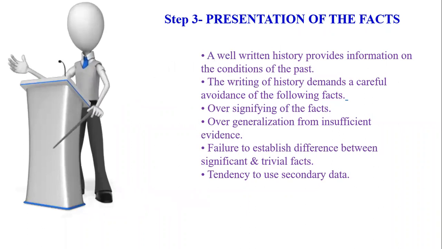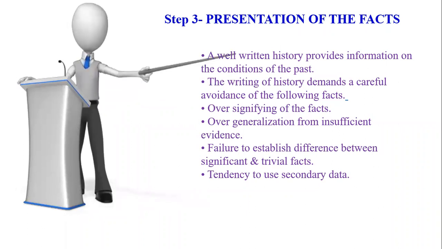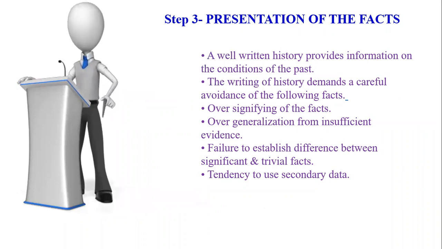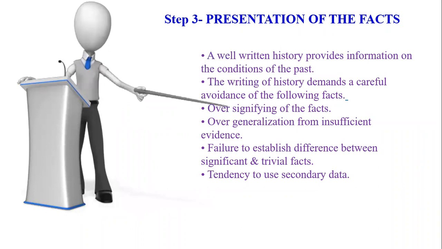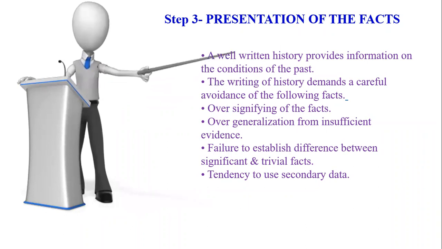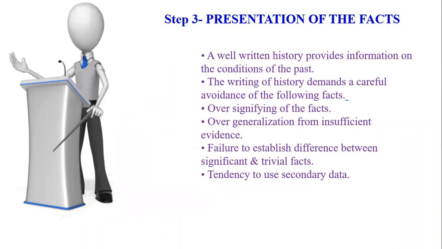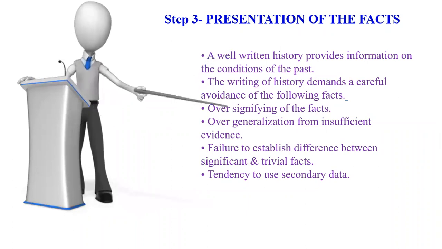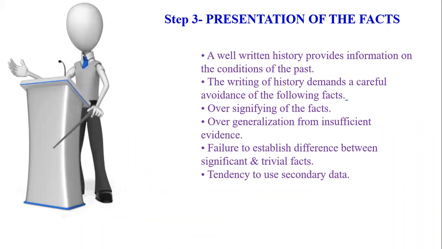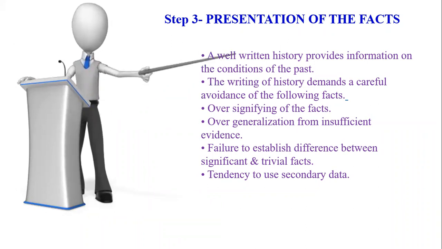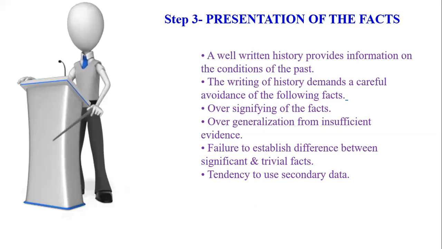Like the Quran that tells us. The writing of a history demands a careful awareness of the following facts. These facts are to be carefully avoided: over-signifying of a fact, right? Overgeneralizing from insufficient evidence. If we have insufficient evidence, then we do not generalize that toward all the mummies and the Egyptian pharaohs. Failure to establish the difference between significant and trivial facts, and a tendency to use secondary data, right?